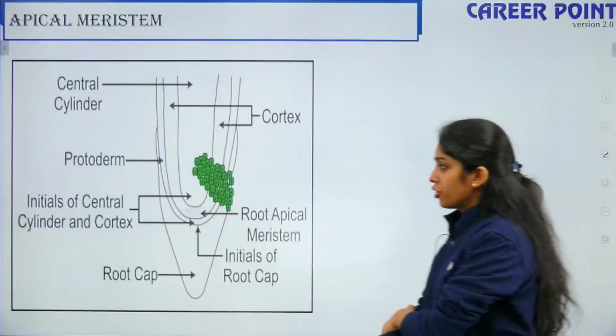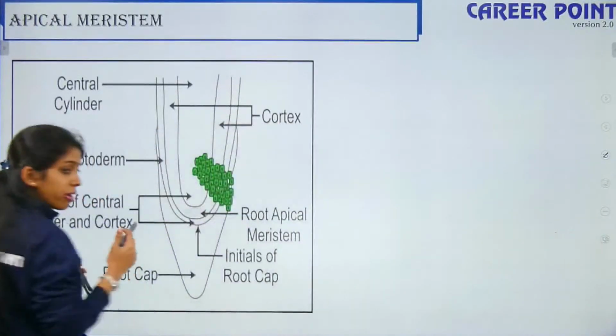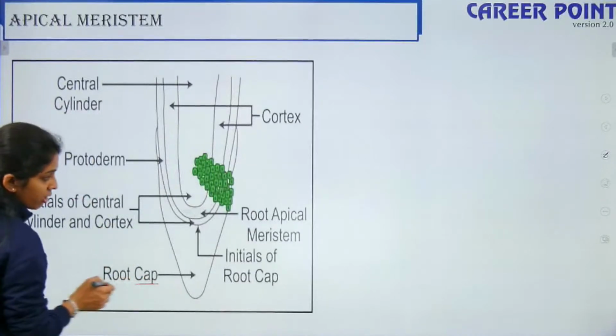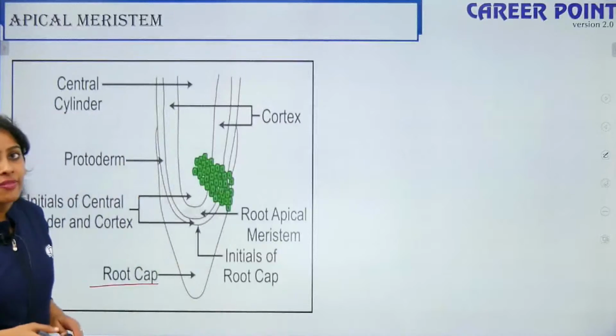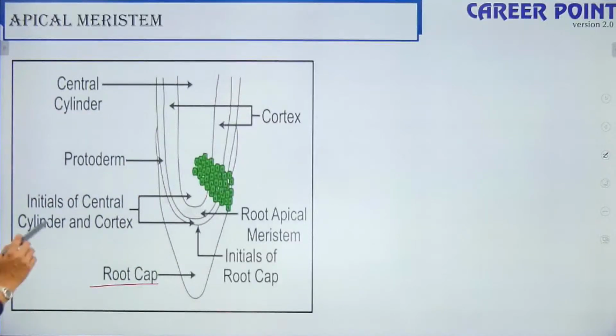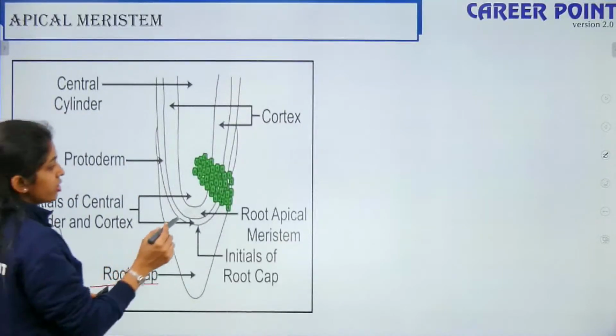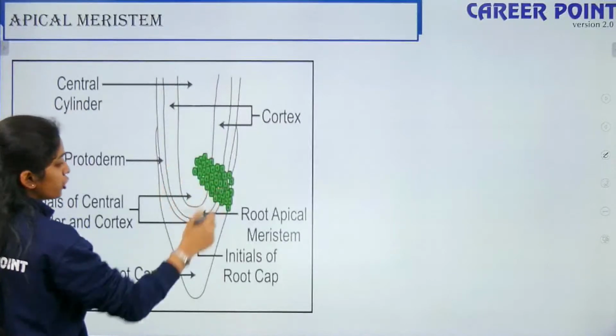Alright, so this is your apical meristem. This is the structure of your root apical meristem. If you remember the morphology, we were talking about the root cap, the meristematic zone, then the zone of elongation and the zone of differentiation, right? So this is how it is, and this is your meristematic tissue.